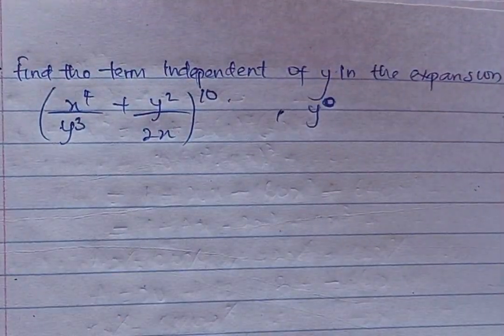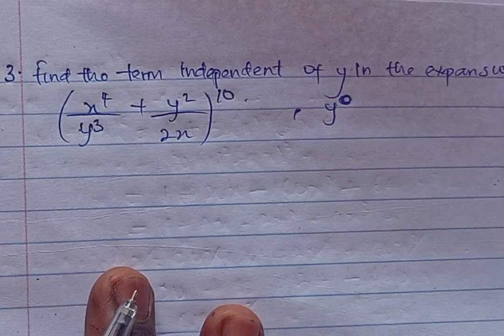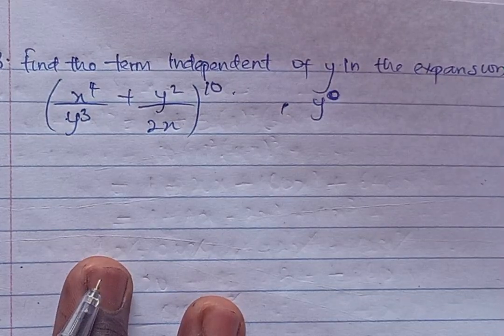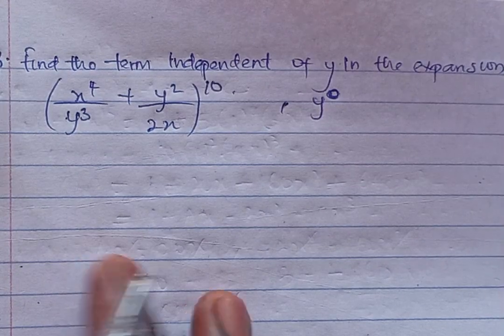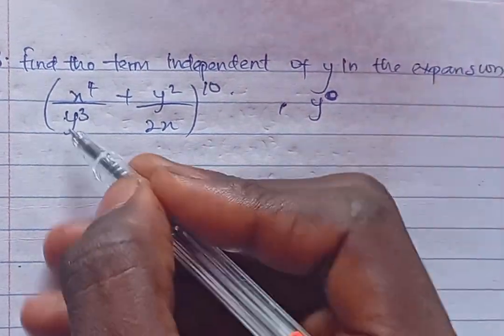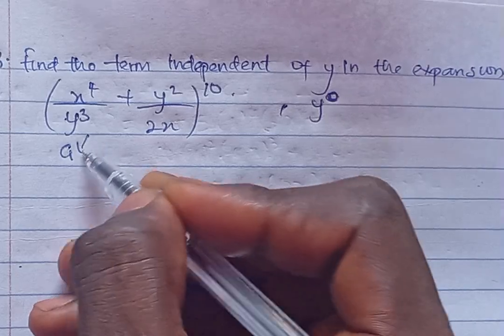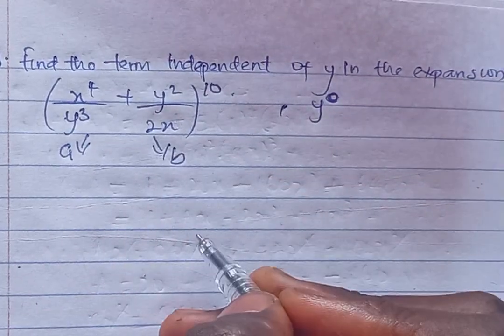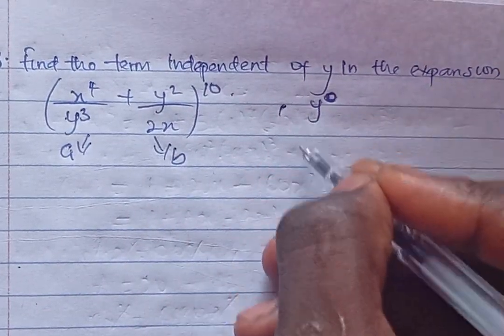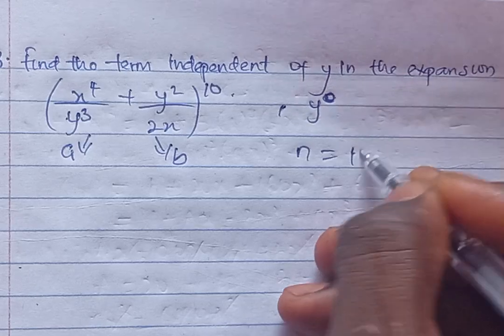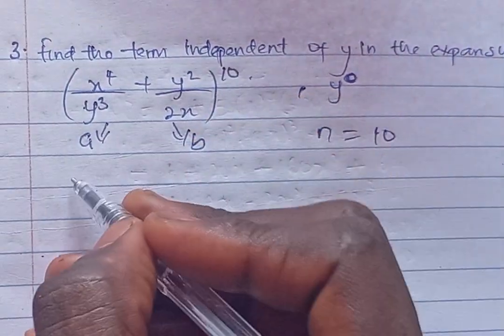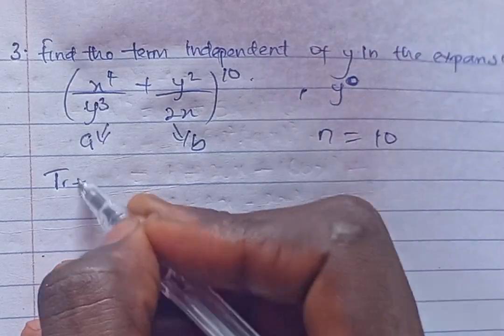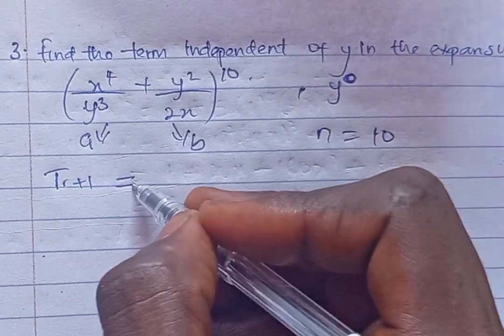Okay, now you have to find your r here, because they did not specify which term. They say find the term. Okay, now you are still looking for your r. How are you going to do it? Your a is this and your b is this. So what are you going to do? You already know your n to be 10. Okay, now what are you going to do? It means that T of r plus 1 will be equal to what?